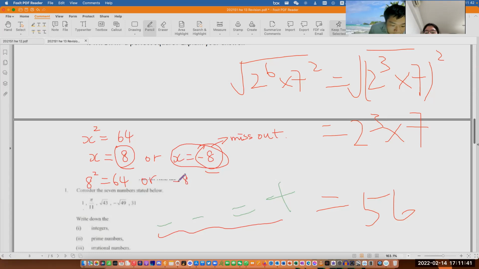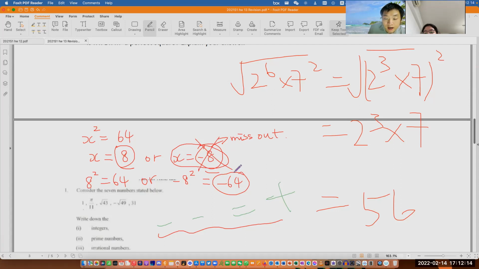Negative 8. By the way, over here is very important. For negative 8 here, you need to put a bracket. Without a bracket, you are not going to get 64. Without a bracket, you will get negative 64. Then you must be wondering, I thought you said x equals negative 8 is the answer, but over here I get negative 64. So negative 8 is not the answer, right?